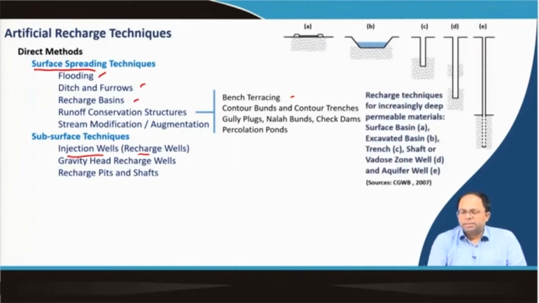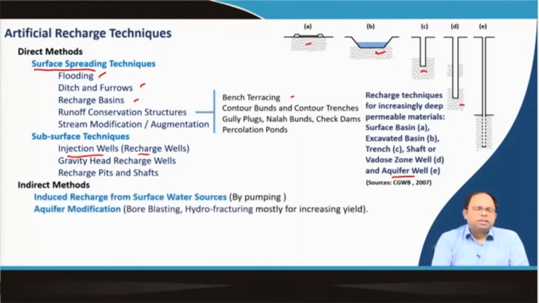And as you can see in this image, there are different forms of recharge techniques for increasingly deep permeable materials. Like this is a surface basin which is mostly about surface spreading, whereas there is an excavated basin, then there are trenches, then there are shafts or vadose zone wells, that means a little bit deeper wells, and then there is the aquifer well, that means the wells which take in the recharge water at a much lower level, where we can actually reach multiple aquifers.